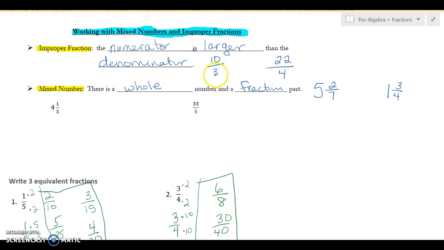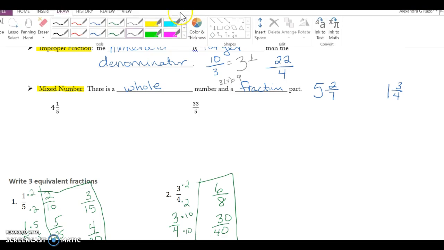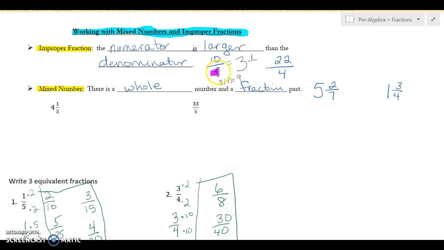Okay, so what happens here is you have to say, how many times does 3 go into 10? Well, 3 goes into 10 evenly 3 times. 3 times 3 is 9. So that means from when I divide, I have a remainder of 1. So my remainder goes on top, and then my bottom number stays the same. So since I divided by 3, I have to have 3 here. So it's 3 1/3.